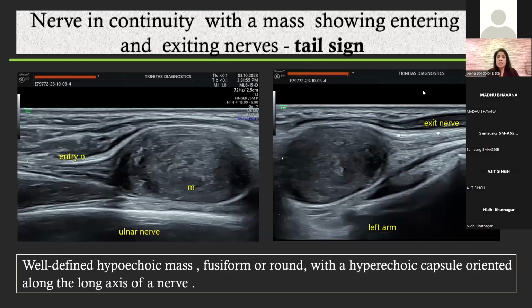But then the nerve in continuity, with the presence of an entering and an exiting nerve from a mass, also known as the tail sign, is the most important and pathognomonic sign that a tumor has its origin from a nerve. So whenever we see a tumor and we see this entering and exiting nerve, we are sure that it is a nerve tumor. It is usually seen as a well-defined hypoechoic mass, which can be fusiform or round with a hyperechoic capsule, oriented along the long axis of a nerve. But this is seen in only about 90% of cases, and it might not be seen in very small tumors.